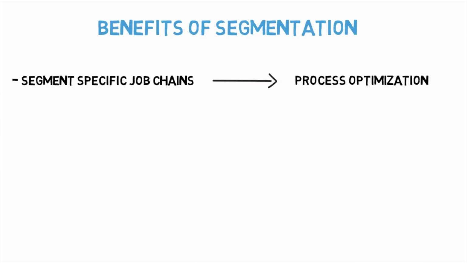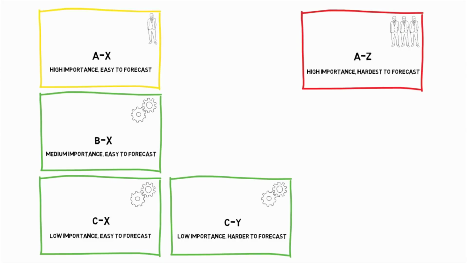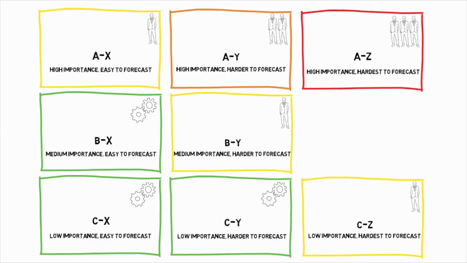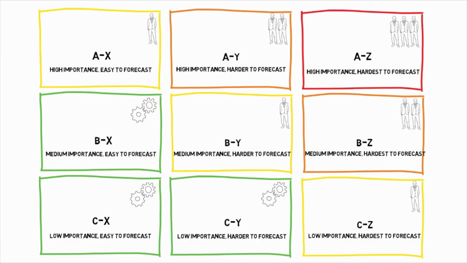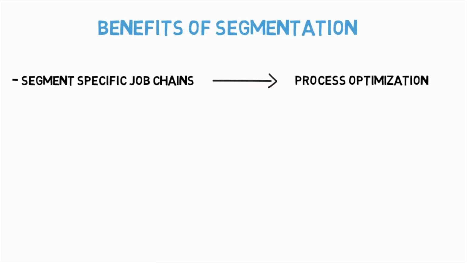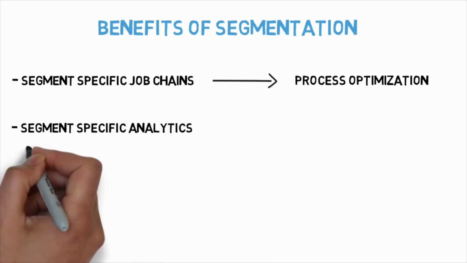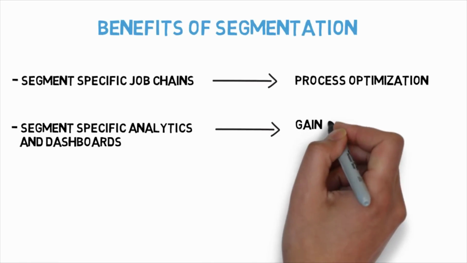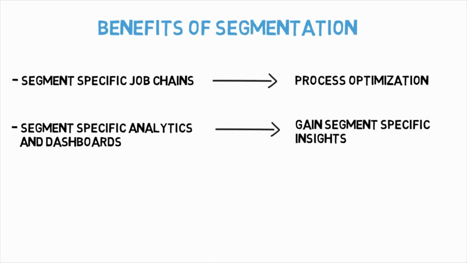For example, you can set up segment-specific job chains and optimize the process for the different segments. For the important A products, you may foresee a planner's manual interaction, whereas for the unimportant C products, you can run a fully automated process, allowing the planner to focus on the most important tasks, as the less important products are handled by the fully automated process. You may set up segment-specific analytics to analyze segment-specific trends, issues, but also to identify opportunities to improve the process.